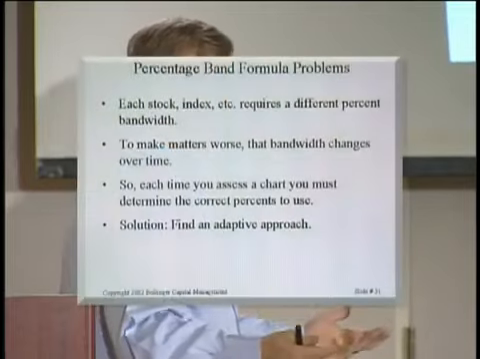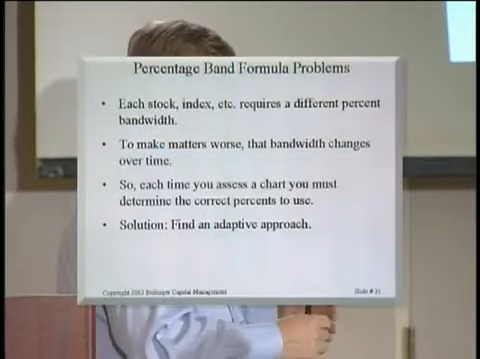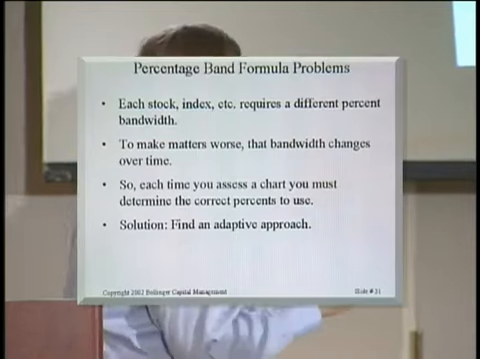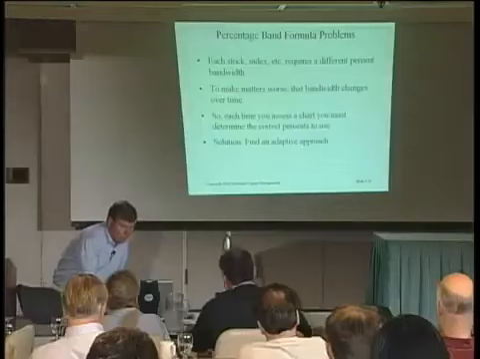So essentially, every time you look at a chart, you have to play the game of what percent bands should I use? There has to be a better way. The solution: let's find an adaptive approach. Let's go back to the way that Keltner did things. He showed the way. He said, be adaptive. Use the range or use some measure from the price structure to have the price structure determine this for you.